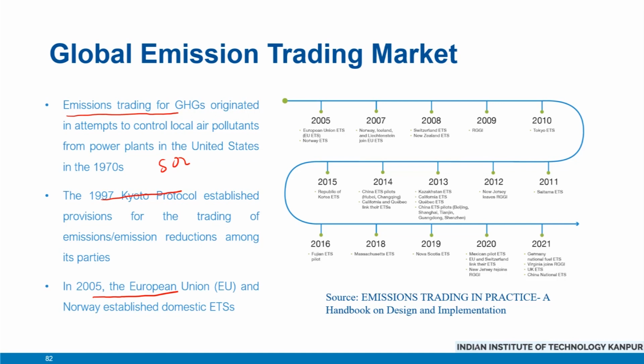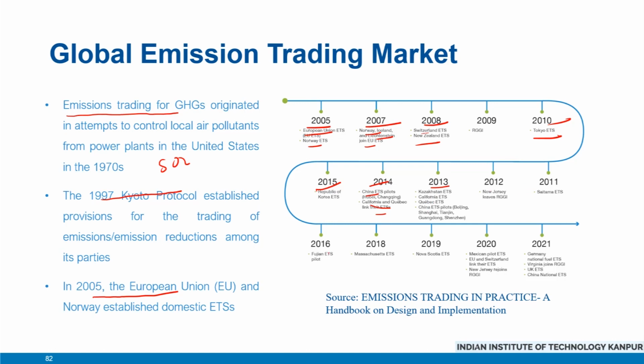For example, here we can see starting from 2005, where we have the European Union and Norway. Then in 2007, Norway, Ireland joined the EU ETS along with Liechtenstein. Then 2008, Switzerland, New Zealand. Then Tokyo in 2010, Republic of Korea in 2015. Then starting from 2014, China ETS pilots, and California and Quebec linked their ETS. 2013, Kazakhstan, and so many others joining the schemes.